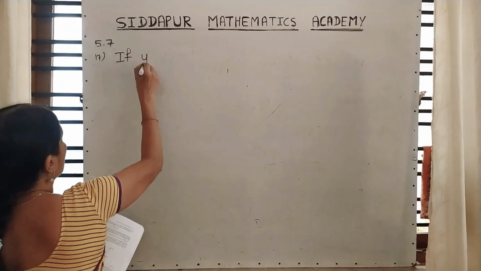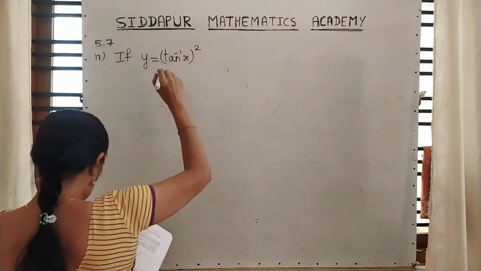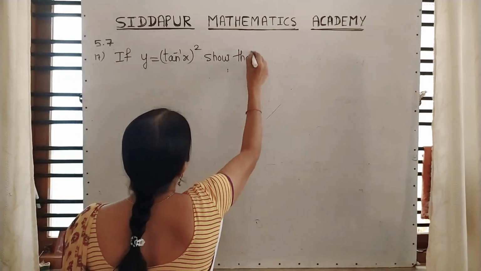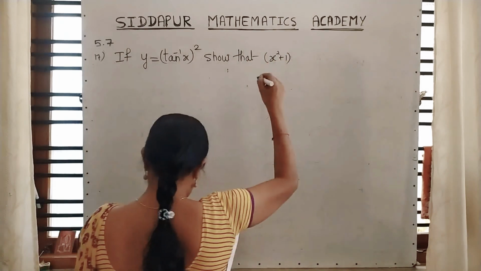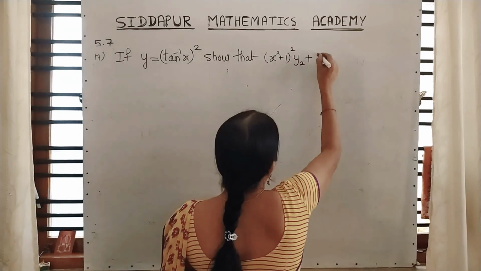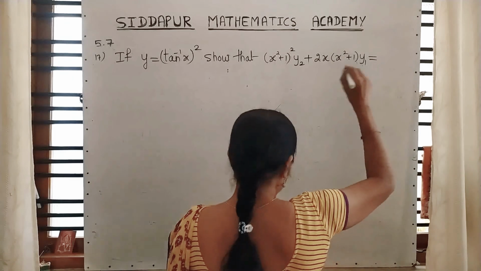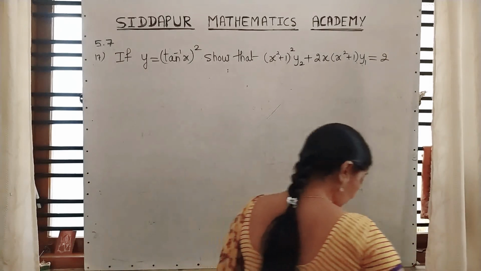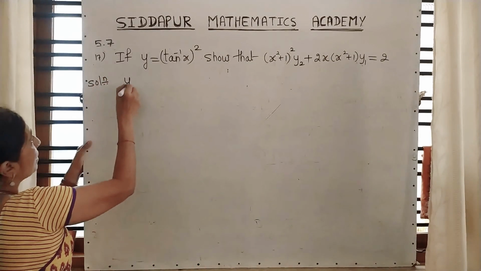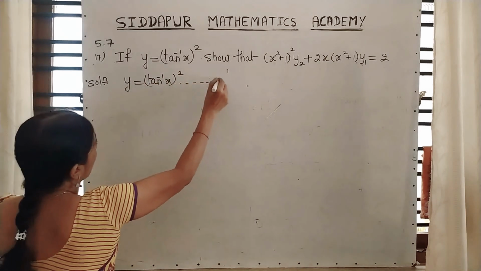If y is equal to tan inverse x whole square, show that x square plus 1 whole square into y2 plus 2x into x square plus 1 into y1 is equal to 2. Here, write down the given function, y is equal to tan inverse x whole square, equation 1.